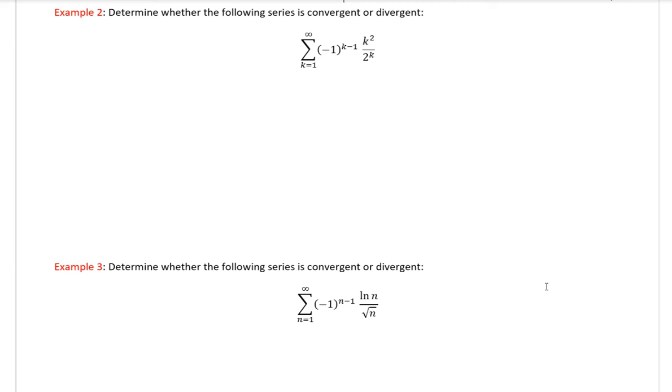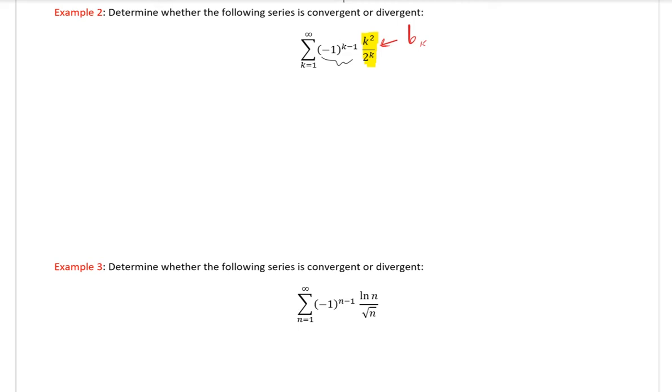Okay, so determine whether the following series is convergent or divergent. This one we still have a summation, and we actually already have the negative 1 to the k minus 1 separated out. So we're going to take that out, and we're going to treat k to the second power divided by 2 to the k as our b sub k. Now, again, we need to evaluate whether it's decreasing, and we also need to evaluate the limit.